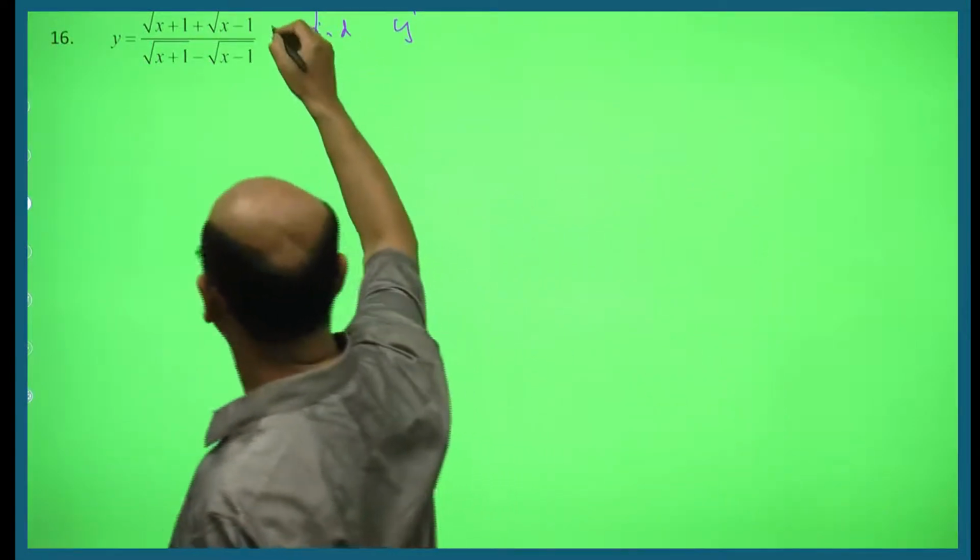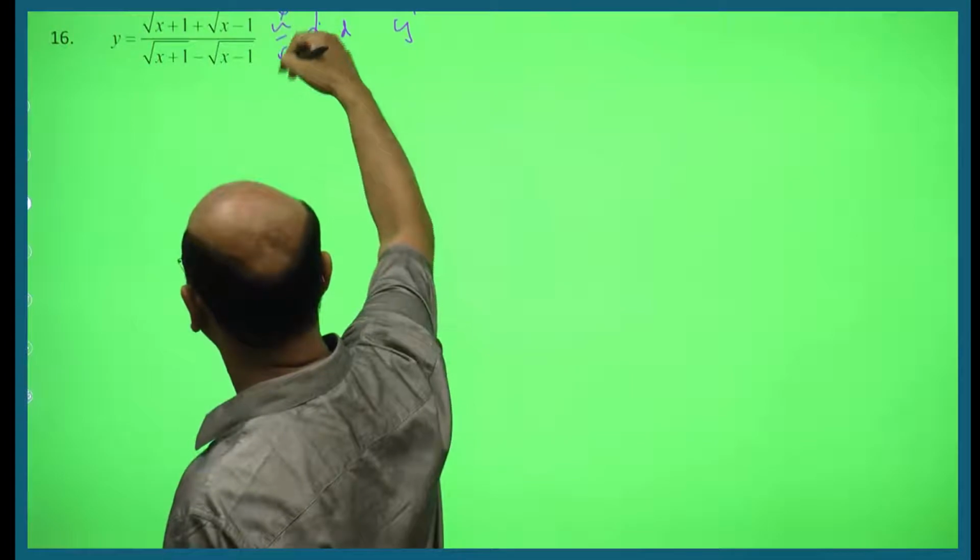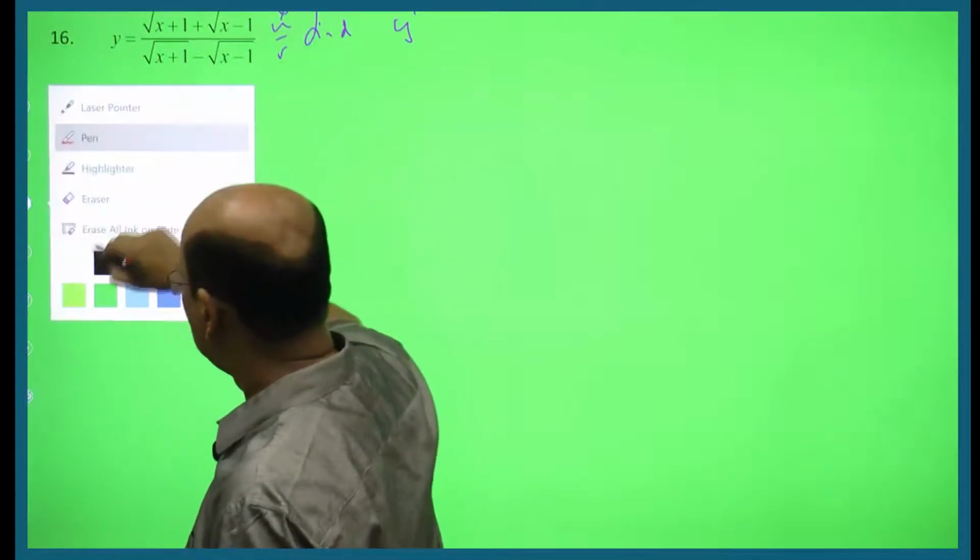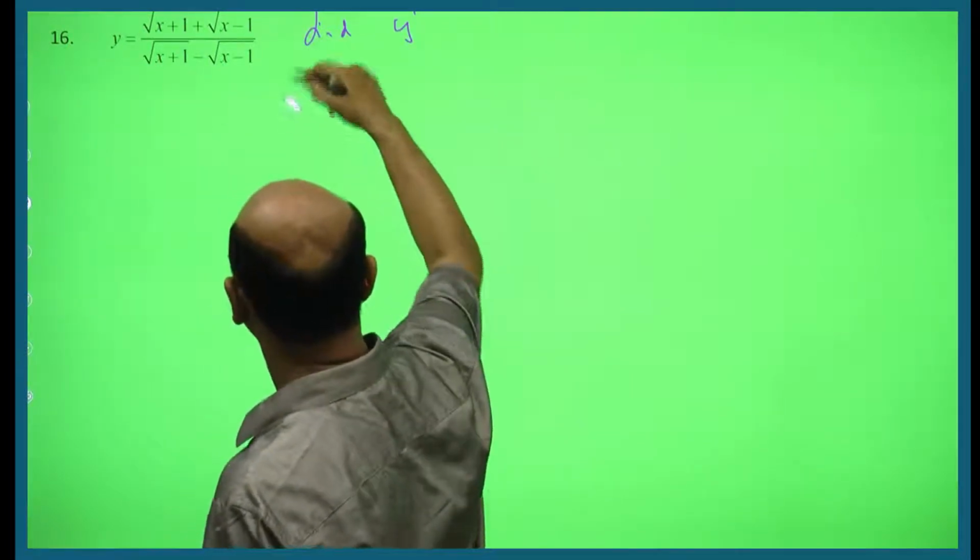There is no first principle now. U by v, don't do it now, because first you see the function. The function says find y dash, or dy by dx. The function is very complicated in nature, but roots are there. I can always stick to my basic mathematics.